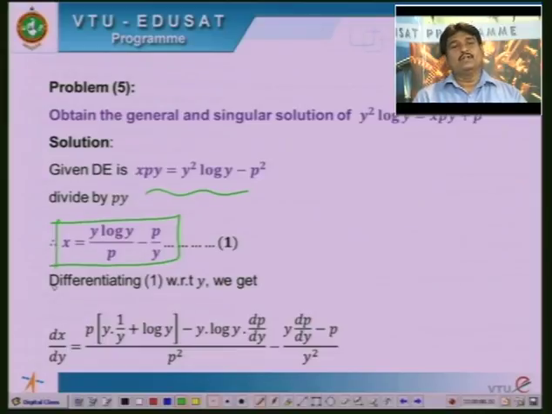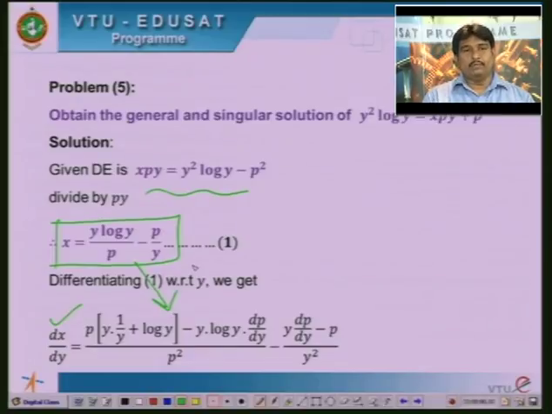Differentiate 1 with respect to y to get dx by dy equals, for the first term, apply the quotient rule: denominator into derivative of numerator. Denominator is p, derivative of numerator: derivative of y log y is y into derivative of log y, which is 1 by y, plus log y into derivative of y, which is 1, minus numerator. Numerator is y log y into derivative of denominator, which is dp by dy, divided by denominator square, which is p square.